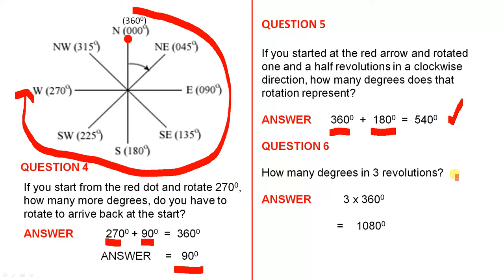Question 6. How many degrees in 3 revolutions? We've already seen we have 360 degrees in one revolution. 3 times 360 is 1080 degrees. So the compass is quite straightforward. It's not really difficult. If you look at that diagram there, it's very, very straightforward.